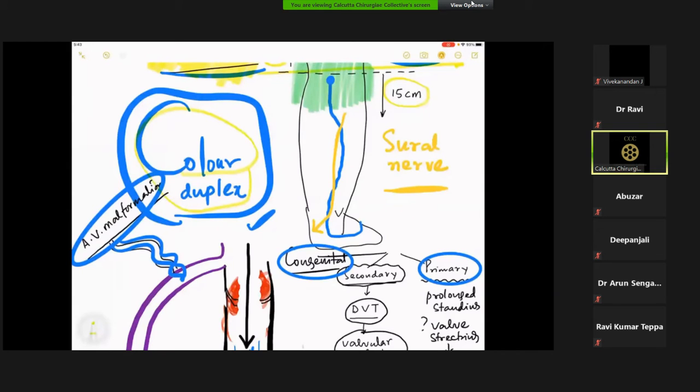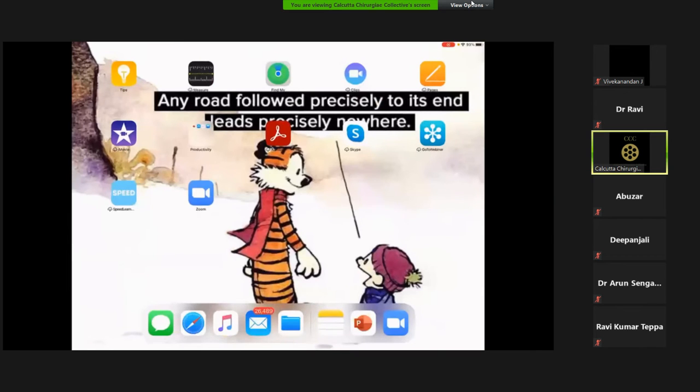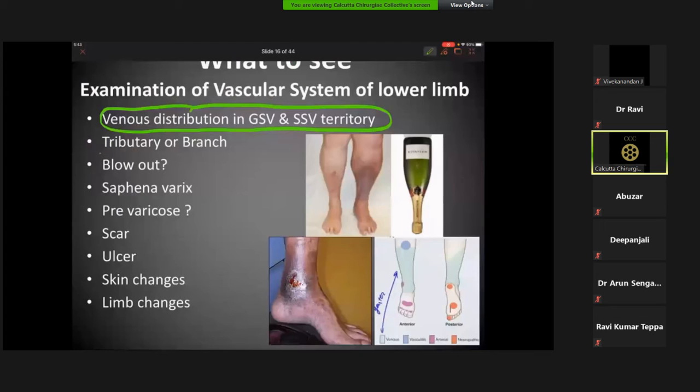So this completes, guys, the anatomy story, and the things that you have looked for: tributaries and branches. A blowout, I'll show you a picture, is a localized site in which a perforator, remember that a perforator goes to the deeper system. But when it goes to the deeper system, there is a gap due to the reflux that it has produced, and this makes it a subcutaneous, compressible lump, which is thus a blowout.